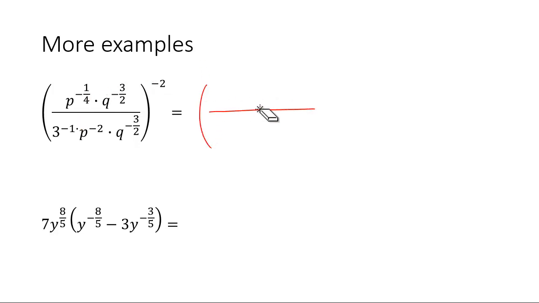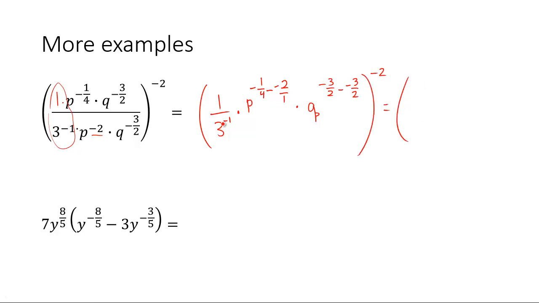So what I have here, so this is like 1 over 3 to the power of negative 1, so that's actually going to go up. But let's deal with the p. So up top, the p will be negative 1 fourth minus negative 2 over 1 from here. And then I'll have q to the negative 3 halves minus negative 3 halves, all to the negative 2. So this 3 here is negative 1, so it's going to come up as a 3 to the 1. Then I have p to the, and we need a common denominator, so it's negative 1 quarter plus 8 quarters. So that's 7 quarters. And q is to the negative 3 plus 3 halves. So that's 0. And remember, anything to the power of 0 is just 1. So times 1 doesn't really matter, so it's actually gone.